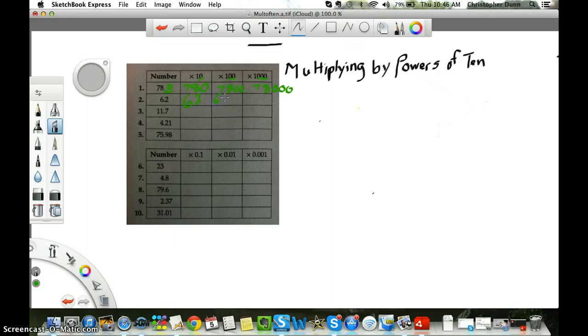6.2 times 100, 620. And 6.2 times 1,000. We have 3 zeros. So with 6.2, you move the decimal place 1, 2, 3 spots, and in these gaps you fill in zeros, so 6,200, and that's the answer that we just put here.